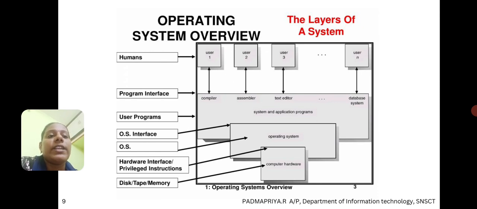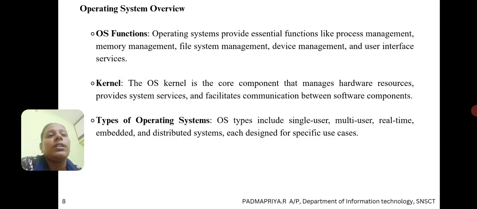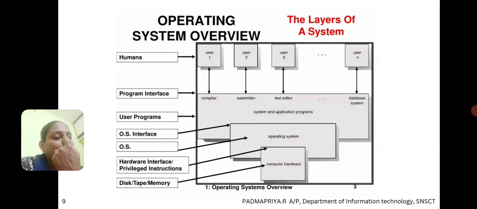Then the next layer, OS interface. OS interface is the interface between the user, program interface and the operating system. Then the OS. Then the next layer is the hardware interface: privileged instructions, disk, tape, memory. So in upcoming sessions we will see the further topics. Thank you.